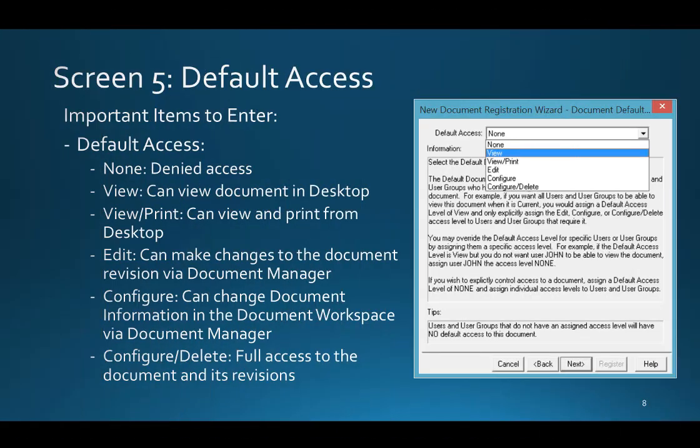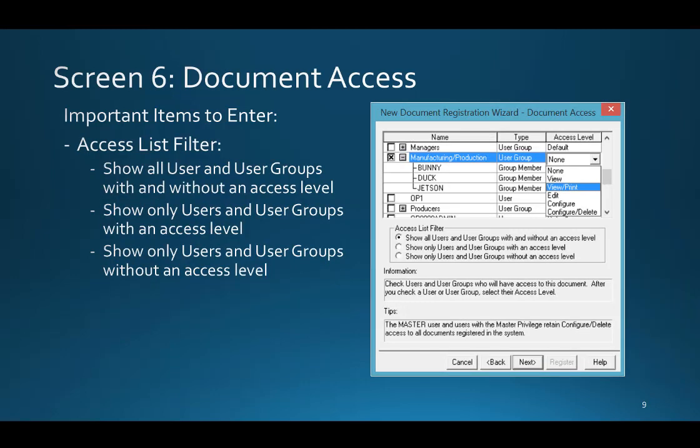The fifth stage determines the default access to the document. Document Manager controls documents based on the access level assigned either to groups of users or individual users. There are 6 levels of access to a document. None, which means you are denied access to the revisions of this document and you can't view, print, edit, configure, or delete. The View, you're able to view the document from desktop.